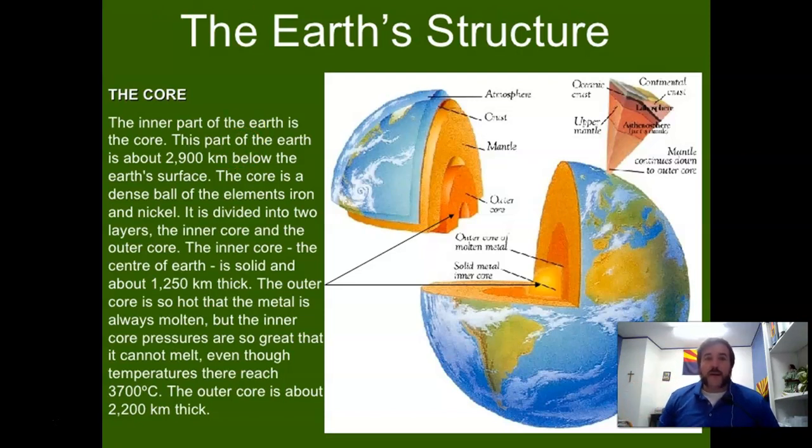Okay? Remember, this core is the inner part here. We have not had any kind of machine or any kind of person go down there because nothing has been able to handle the extreme temperatures. Nothing has been there. Again, 3,700 degrees Celsius. Nothing we've invented right now can withstand that. But at any rate, that's what's going on with the core.